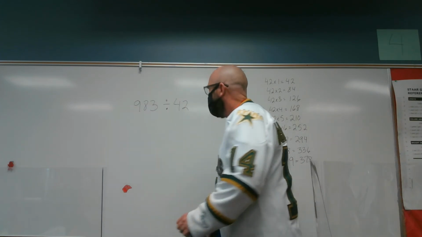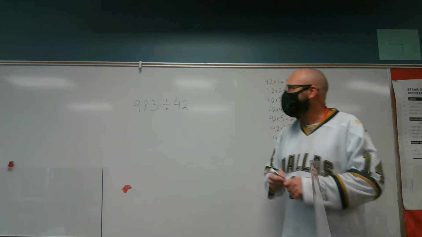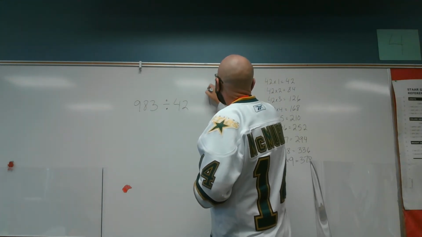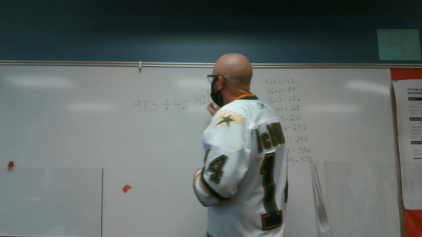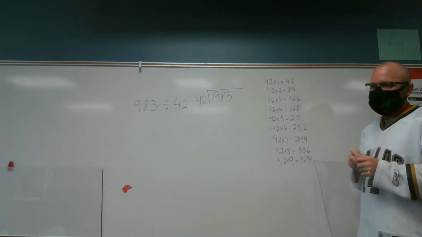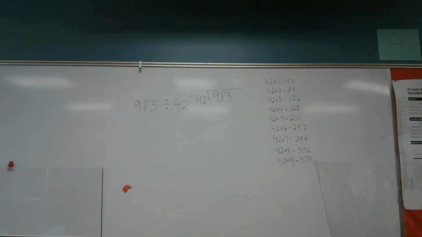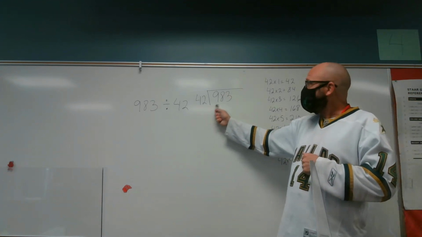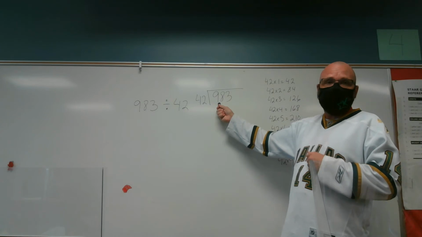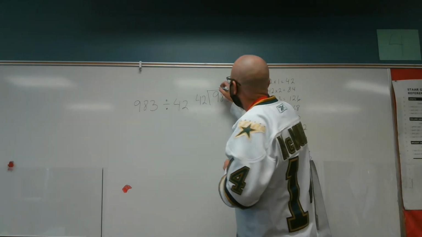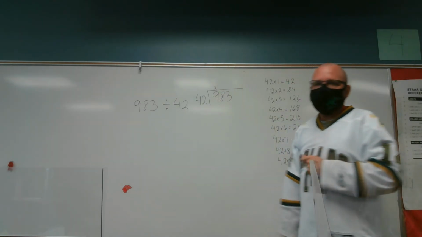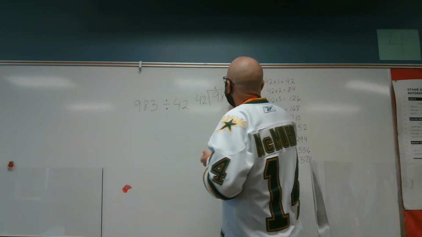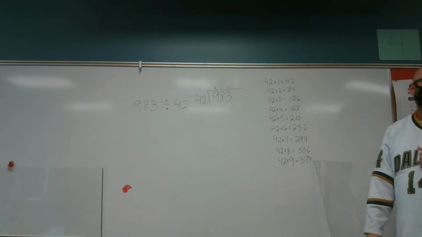And we'll look at the other one. 983 divided by 42. Do not tell them that this is problem number 2 on the double-digit divisors. I'm going here, I'm looking. Does 42 go into 9? Nope. Does 42 go into 98? Yes, because 98 is greater than 42. So I'm going to have a two-digit quotient.